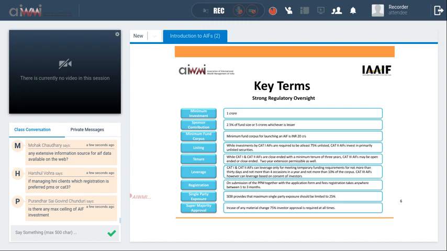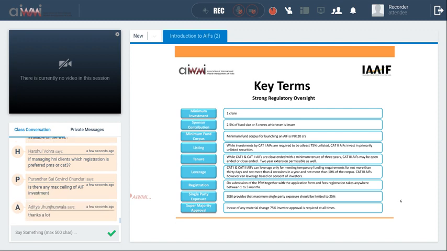If managing HNI clients, which registration is preferred, PMS or Category 3? See, the key difference between PMS and an AIF is that PMS allows you to have a tailor-made investment strategy for each client. Every client can have a different investment strategy. You may choose to club different investors into one particular strategy, but as a vehicle, it allows you to have tailor-made investment solutions for each investor.